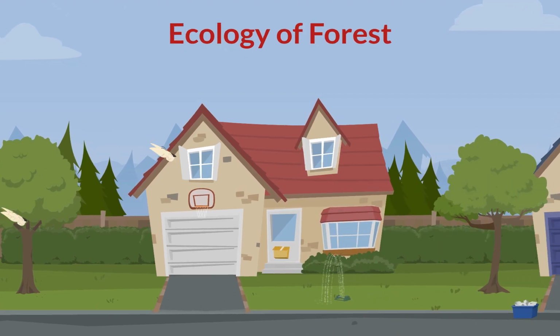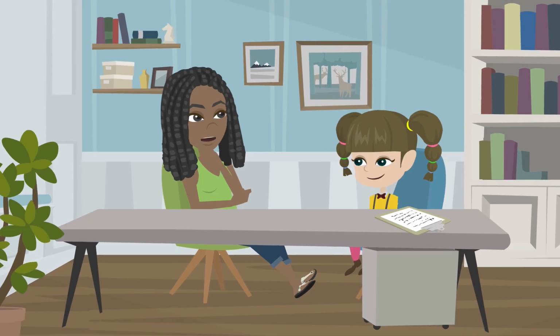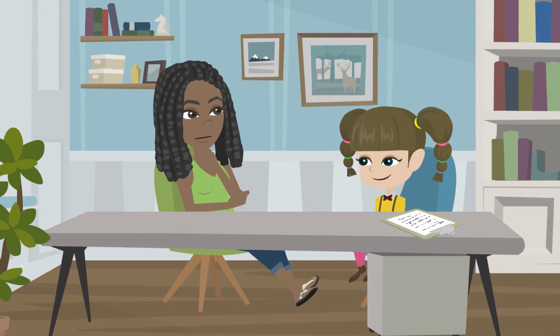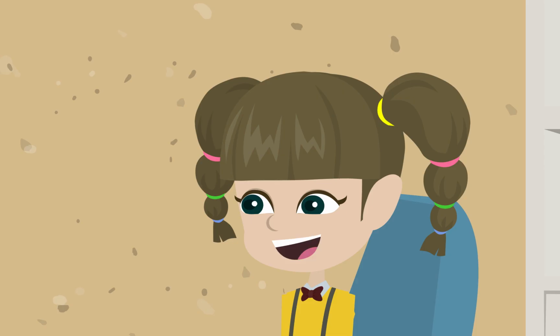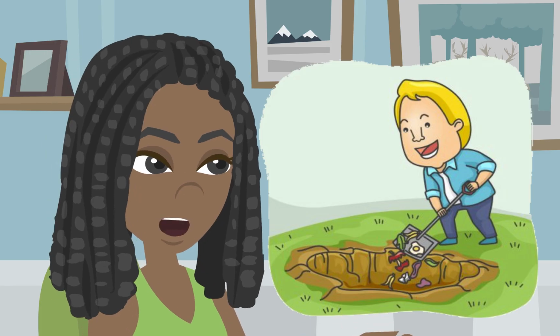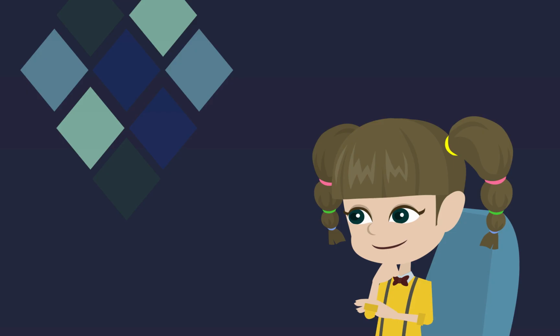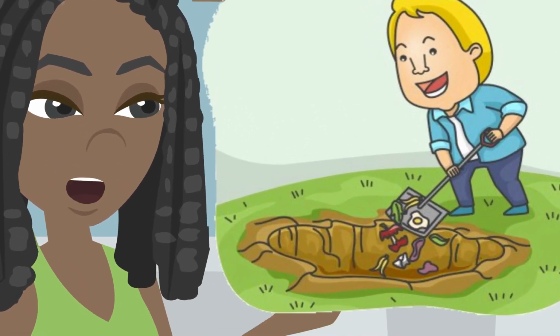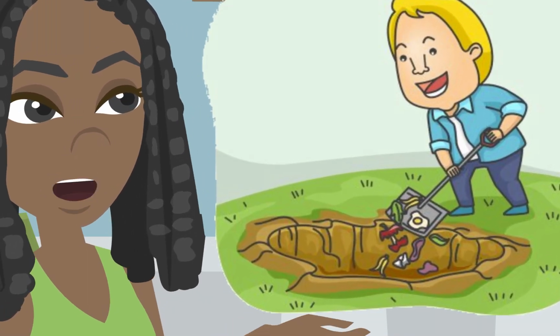Ecology of Forest. Did you know that there are so many fascinating things happening in a forest ecosystem? Let me show you some of them. Okay, I'm really interested to learn more. What should I do first? Well, let's start by digging a small pit and putting some vegetable waste and leaves in it. Cover it with soil and add some water. After 3 days, let's remove the upper layer and see if the pit feels warm inside.